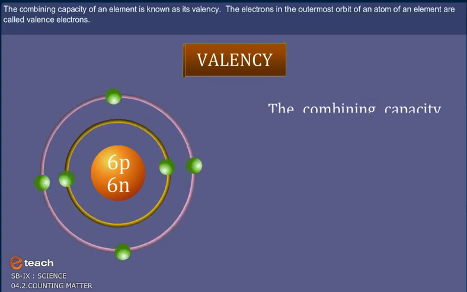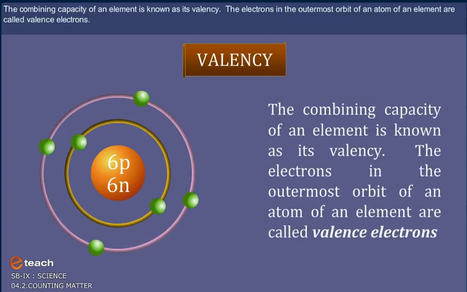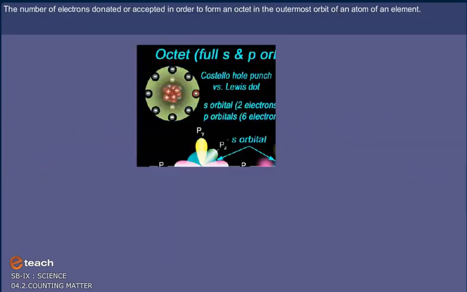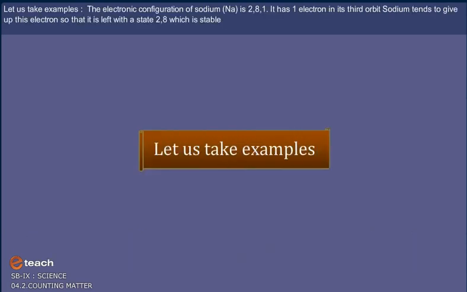Valency. The combining capacity of an element is known as its valency. The electrons in the outermost orbit of an atom of an element are called valence electrons. The number of electrons donated or accepted in order to form an octet in the outermost orbit of an atom of an element. Let us take examples.